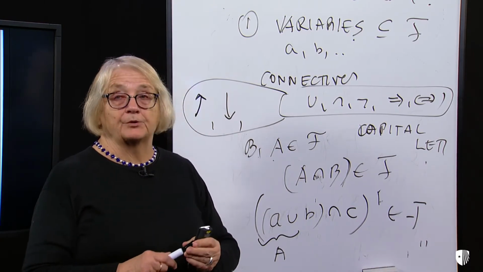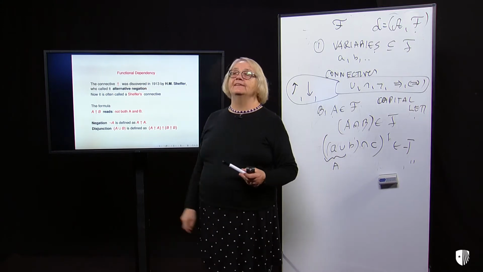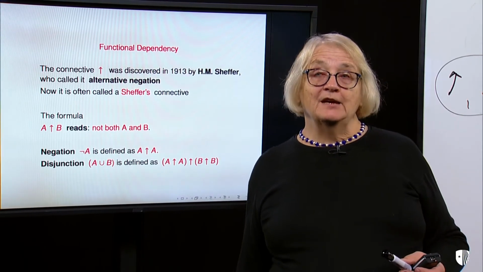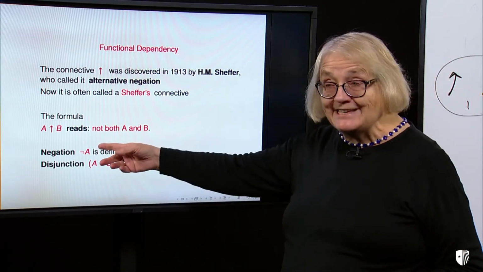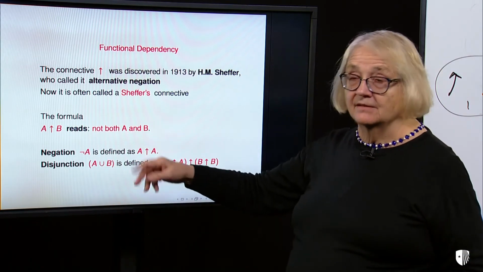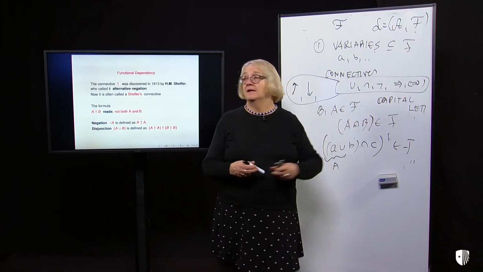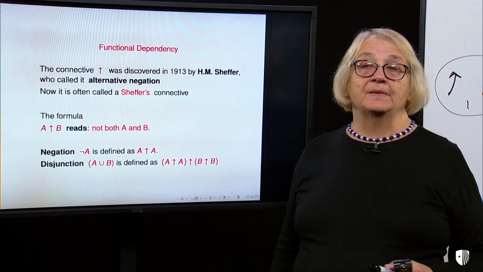So they are very important connectives. And the arrow up is called the Sheffer stroke, 1913, and it's called alternative negation. And it reads, A arrow B reads, like implication reads if then, reads not both A and B.